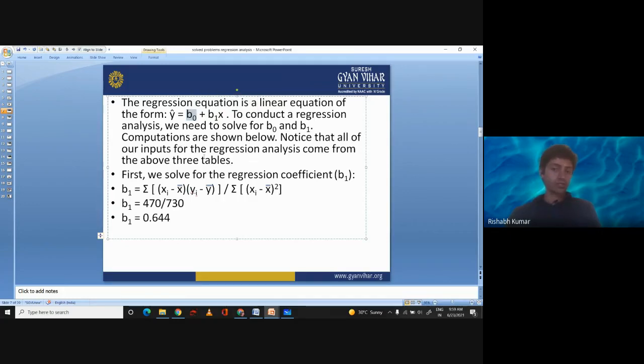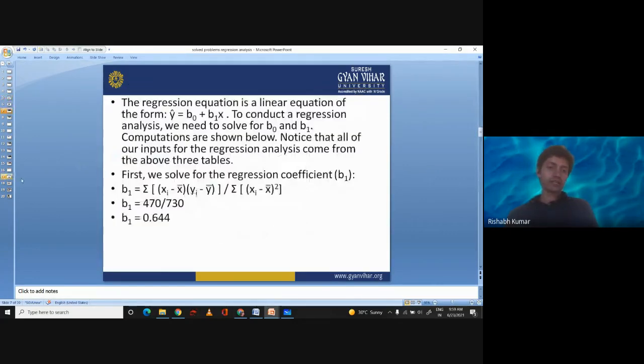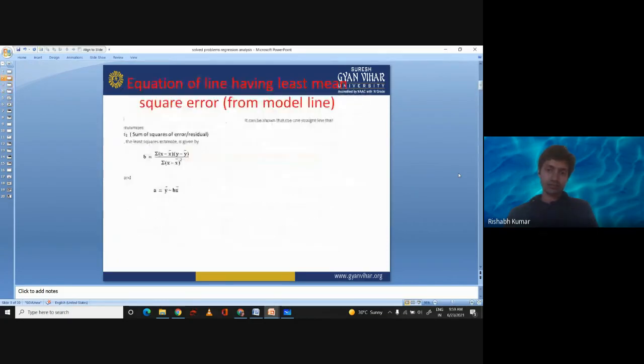Computations are shown below. Notice that all of our inputs for the regression analysis come from the above three tables. Okay, all of our data are coming from this table. So how do we find out the slope? I have just shown you, this is the formula for the slope: sigma x minus x bar, y minus y bar, divided by sigma x minus x bar square. So this is the equation for the slope of the line of best fit, or the slope of the regression line.